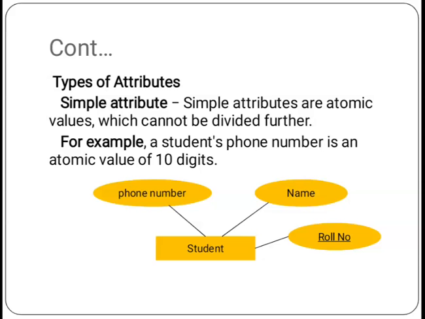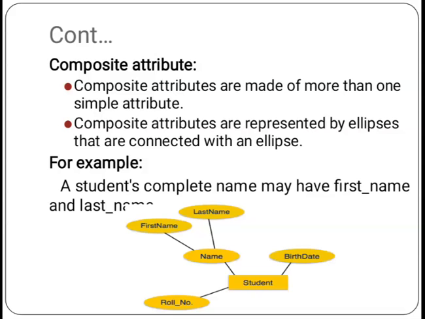Simple attribute. Atomic values are called simple attributes because they cannot be divided further. For example, a student's phone number is a simple attribute because it has a 10-digit atomic value. It cannot be divided further. If we divide those digits, there is no meaning to them. That's why it is called a simple attribute. Here student is an entity, and the student attribute phone number is a simple attribute.